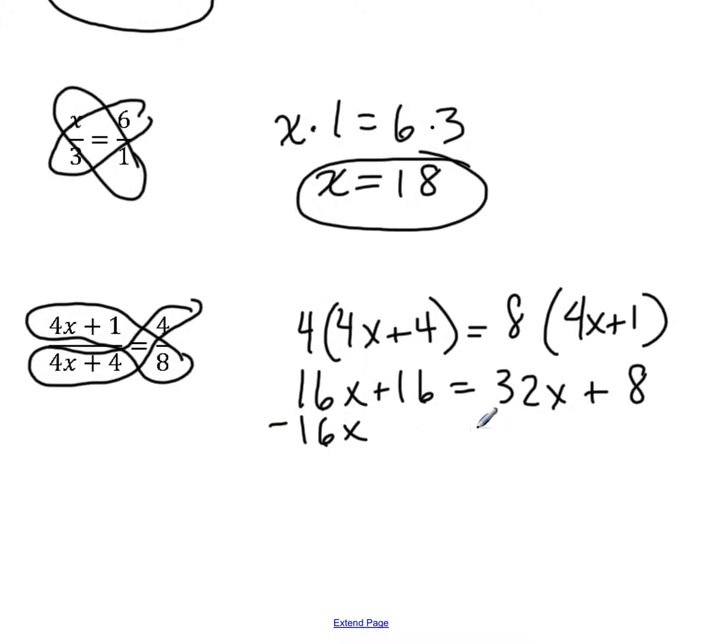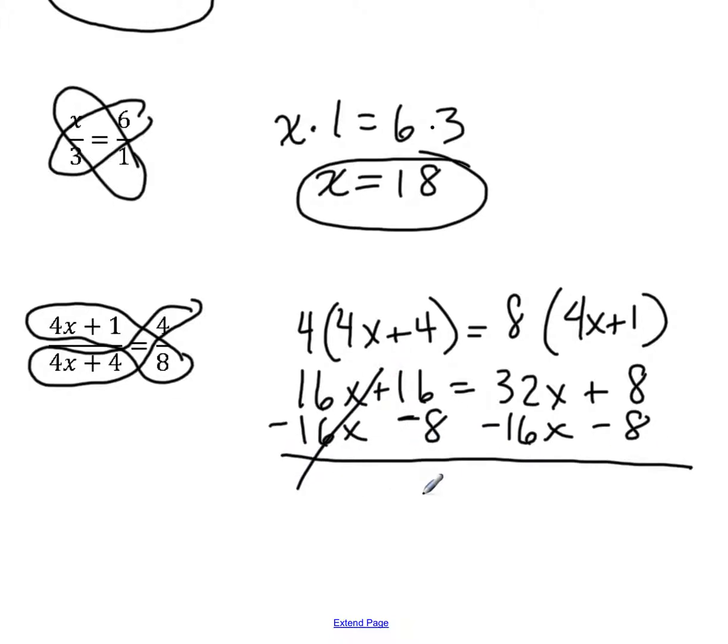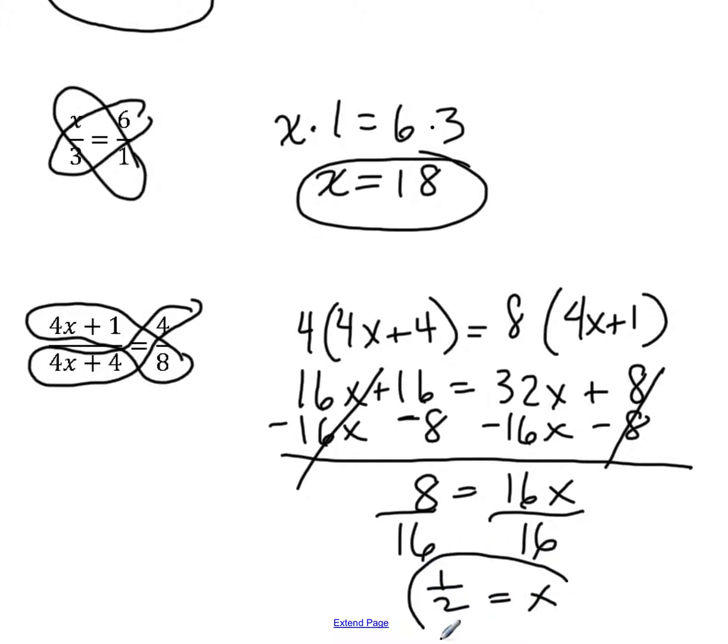Subtract 16x on both sides. I'm actually going to subtract 8 on both sides all at the same time. Look what happens. Gone. 8. This gives me 16x, and this goes away. Divide by 16, and I get x equals 1/2. Done. Kind of fun.